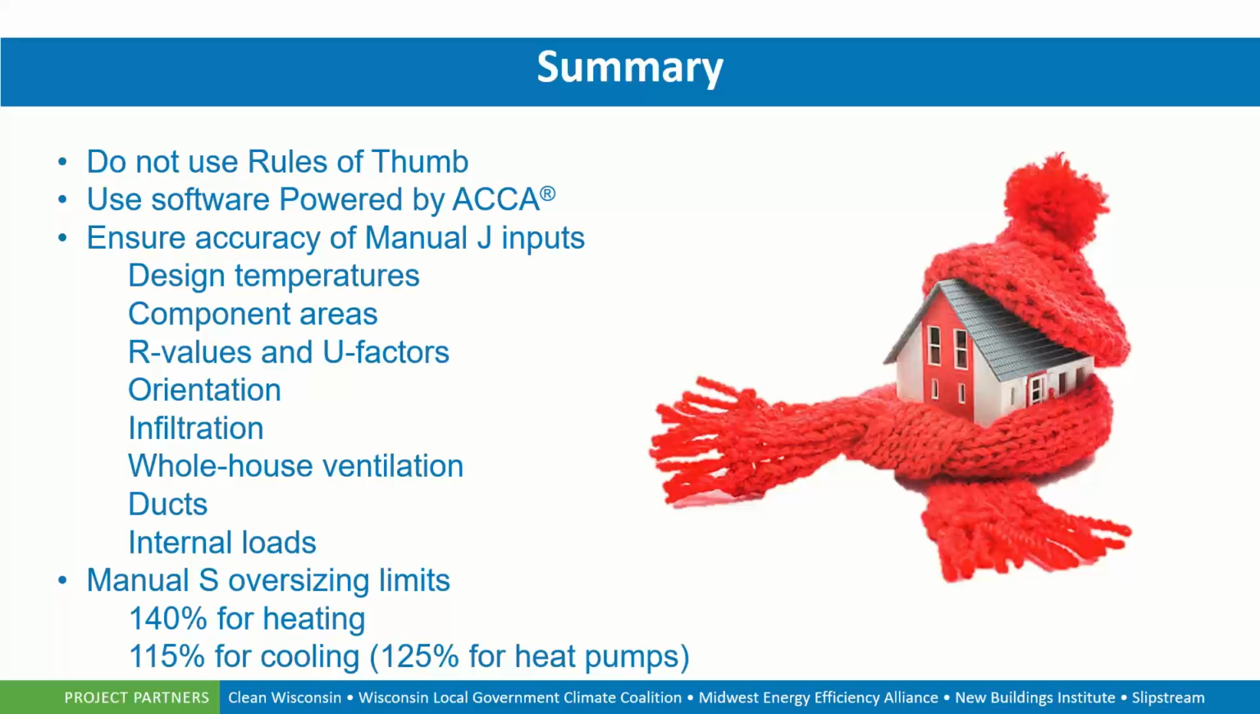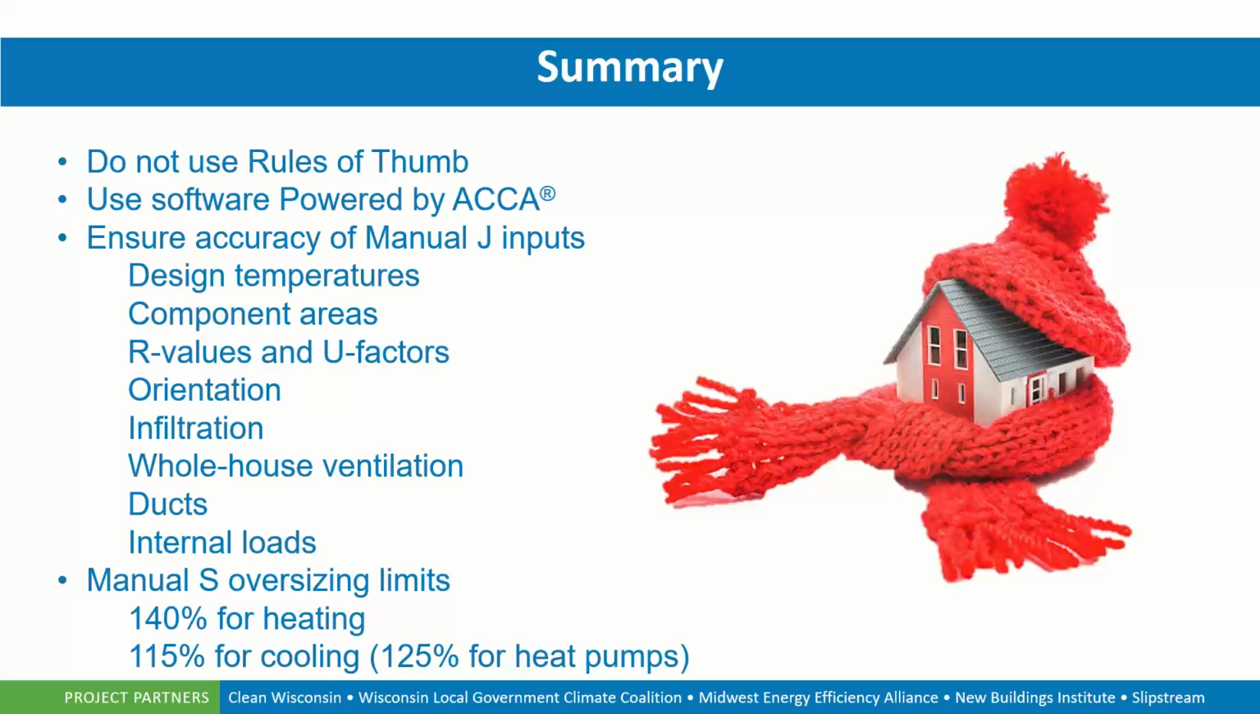If at all possible, we're going to use that software that's powered by ACA and approved by them. Makes a huge difference. Gets you accurate sizing. Make sure we have accurate inputs into our home and we have the design temperatures entered correctly. Our component areas, surface area of walls, ceilings, floors, our R values and U factors of our insulation, of doors and windows. Set our infiltration rate right.